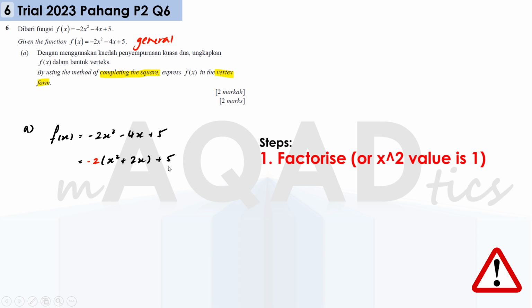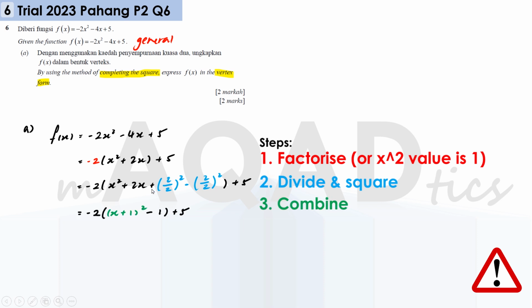Then the second step is to add the special value, which is from the x value, which is 2, we need to divide by 2 and then square. Right? And then this same thing, we need to put it at the back. It's just that we need to put minus here. Then the last step here is combine those values that have square. For example, the x and also this 2 divided by 2, which is 1.